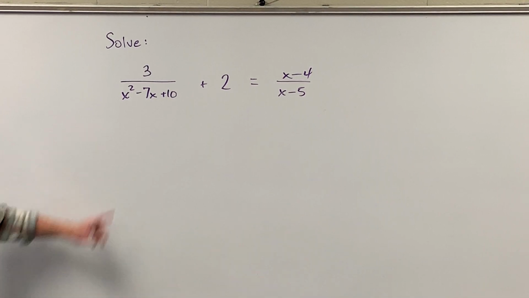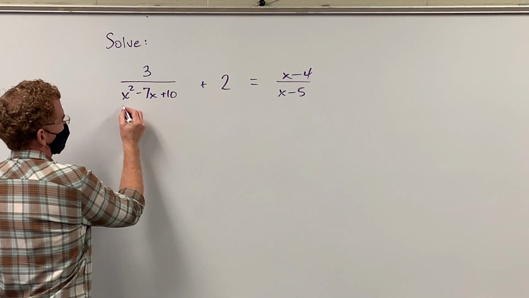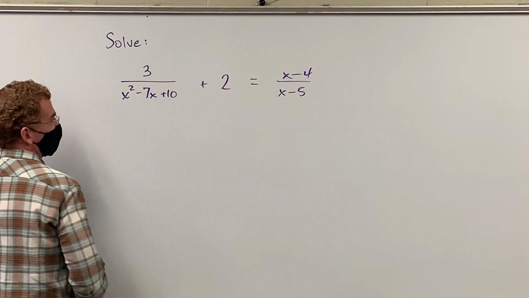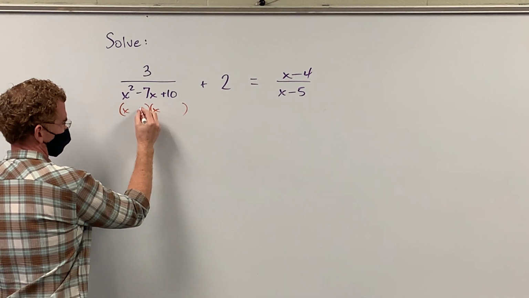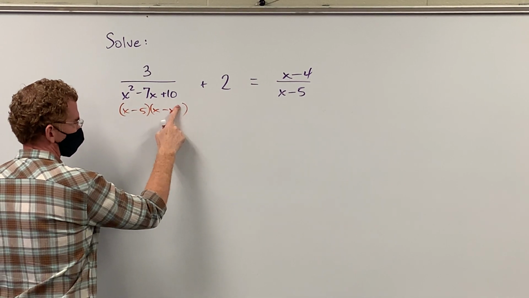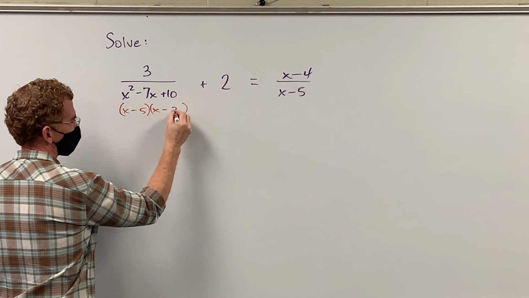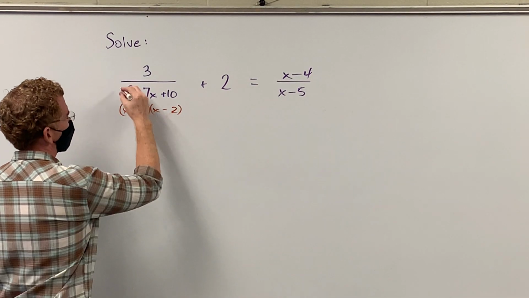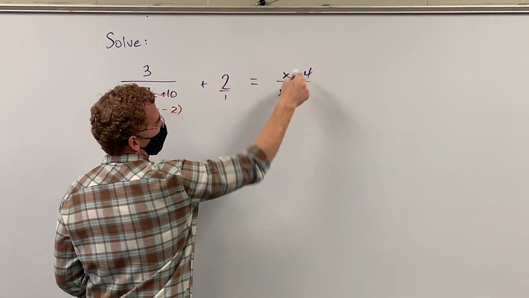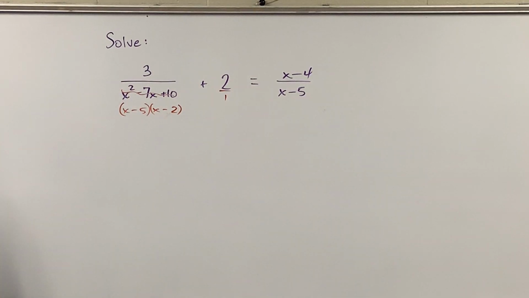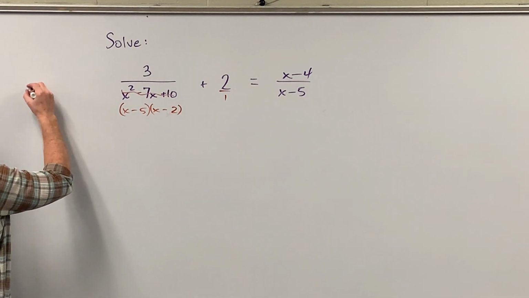Factor the denominator. Factor that just to see what we have. Okay, so that factors into x minus 5, x minus 2, right? So I have 3 over that, plus 2 over 1, I guess, and then that over that. And I'm asking you to solve. I want to solve for x. So that's the GCF, or that's the LCM. So what is your LCM here?